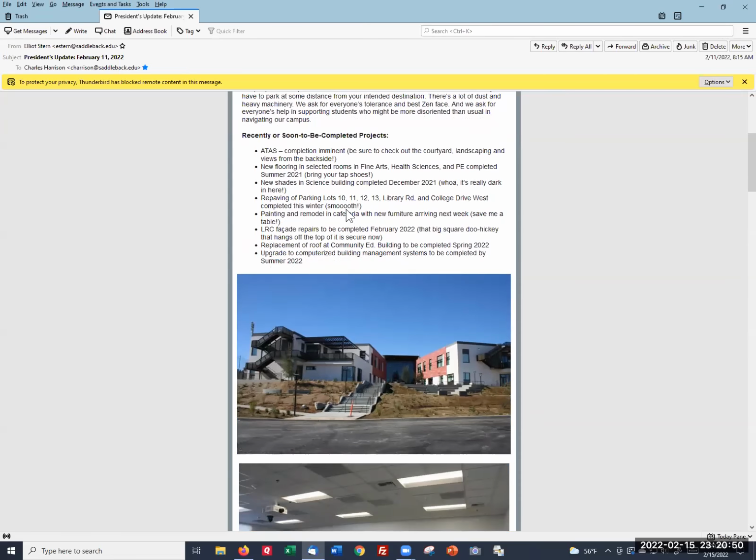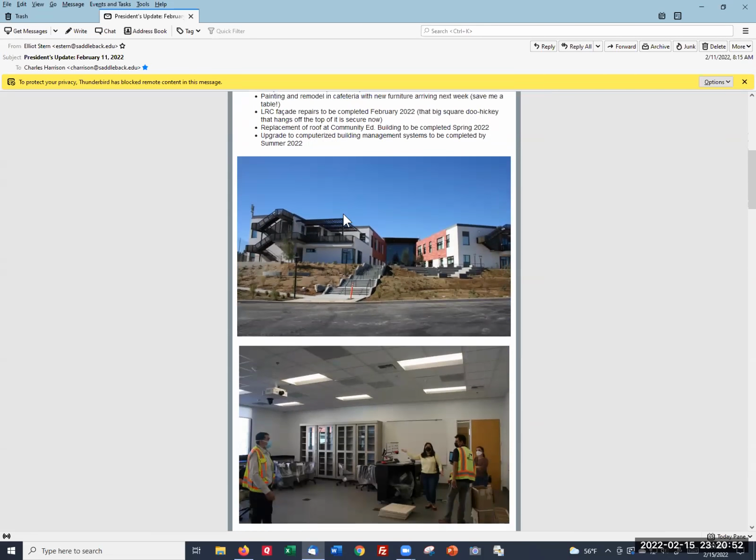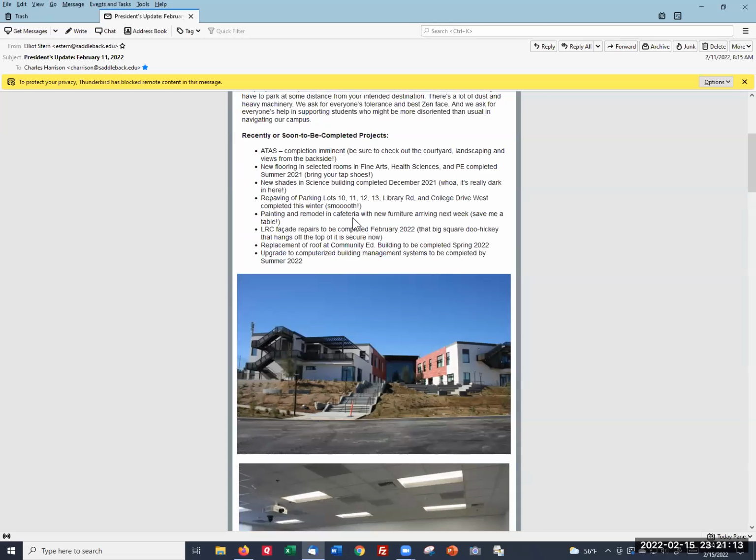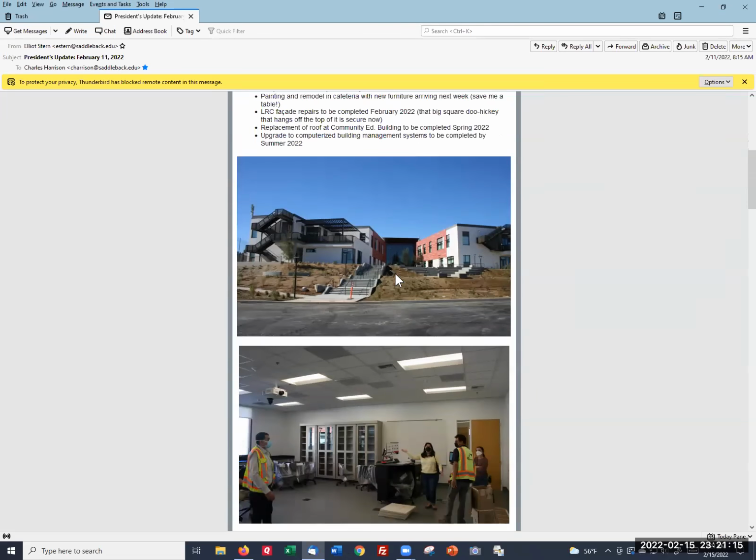Did any of you get these pictures? I don't know if he sent them out to the group. Tell me no, tell me yes. I didn't get that email. Okay, well, this is just talking here about the projects that are going on.